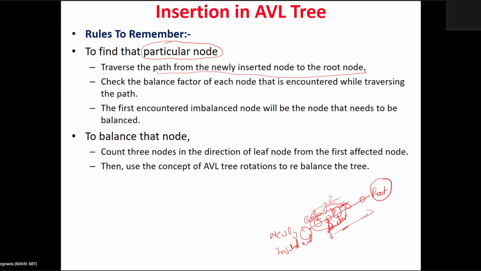Okay, which nodes need to be considered for balancing it? You have to count 3 nodes, including that particular node, in the direction of the leaf node. Then apply the rotation for only those 3 nodes, so that the tree will be balanced.